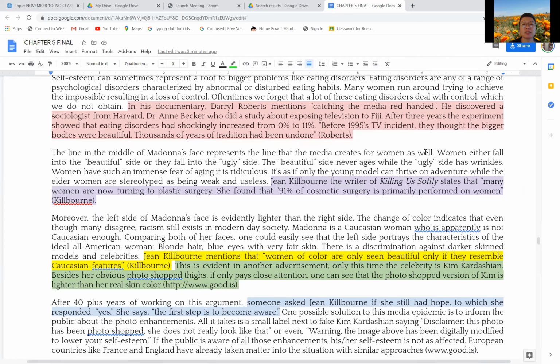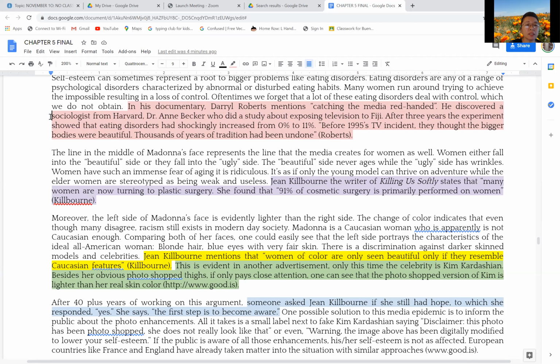In his documentary, Daryl Roberts mentions catching the media red-handed. He discovered a sociologist from Harvard, Dr. Ann Becker, who did a study about exposing television to Fiji. After 3 years, the experiment showed that eating disorders had shockingly increased from 0% to 11%. Notice how she doesn't put 0% to 11% in quotation marks. She does not need to do that because she's already told you what her source was, right? And the source is Dr. Ann Becker, who's a sociologist from Harvard.